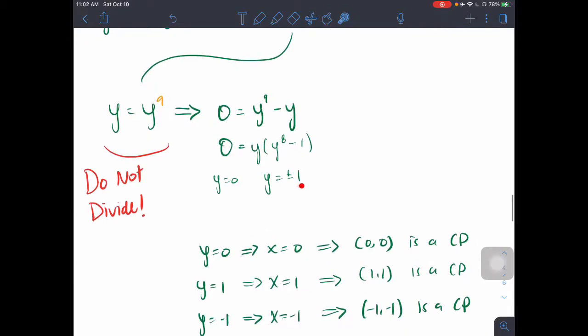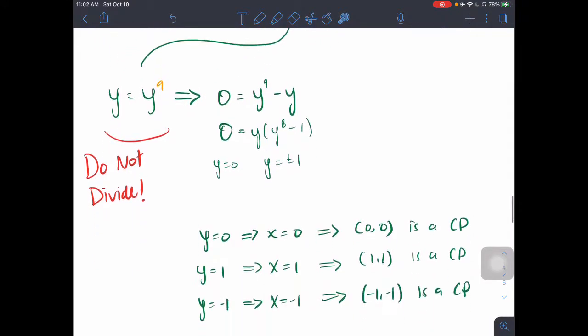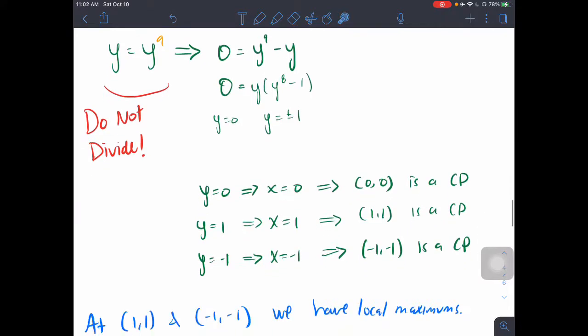When y is positive 1, I cube the positive 1, which just gives me positive 1. So then I get the point (1, 1). When y is negative 1, I cube negative 1, and then I get negative 1 again. So I get another critical point. And so for this problem, I ended up with 3 critical points.